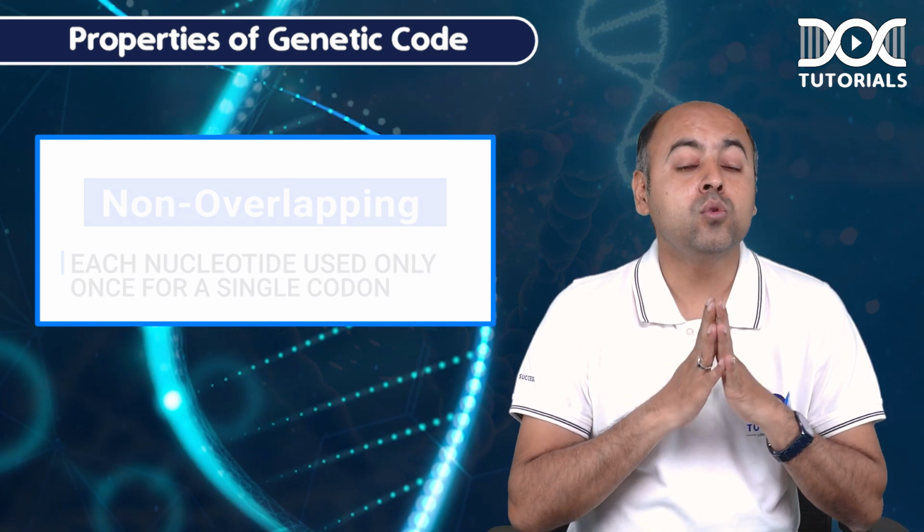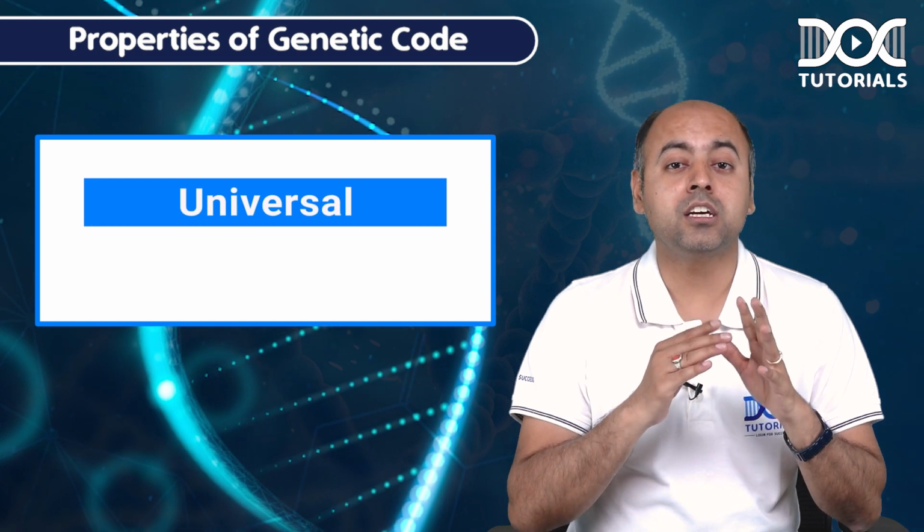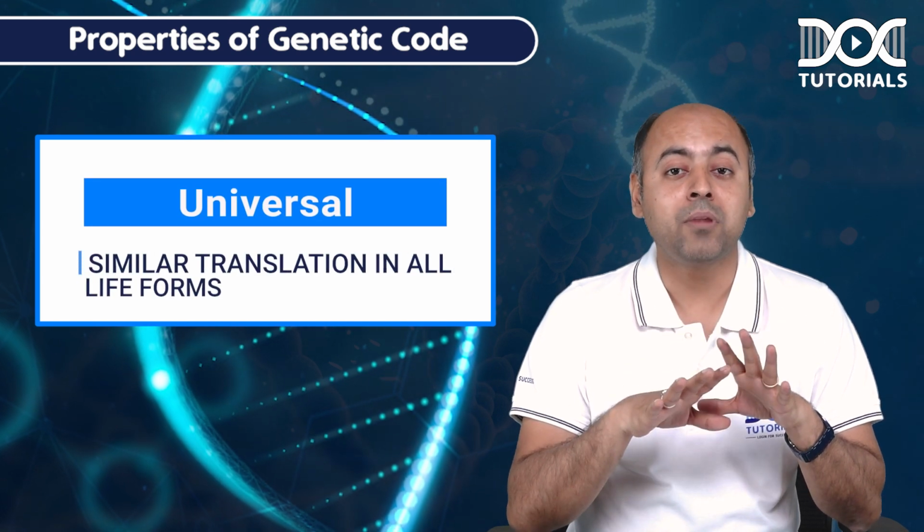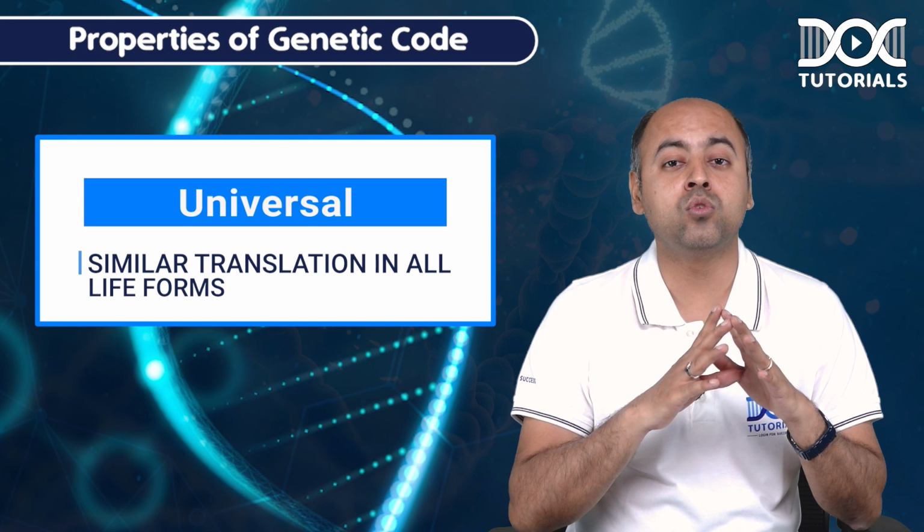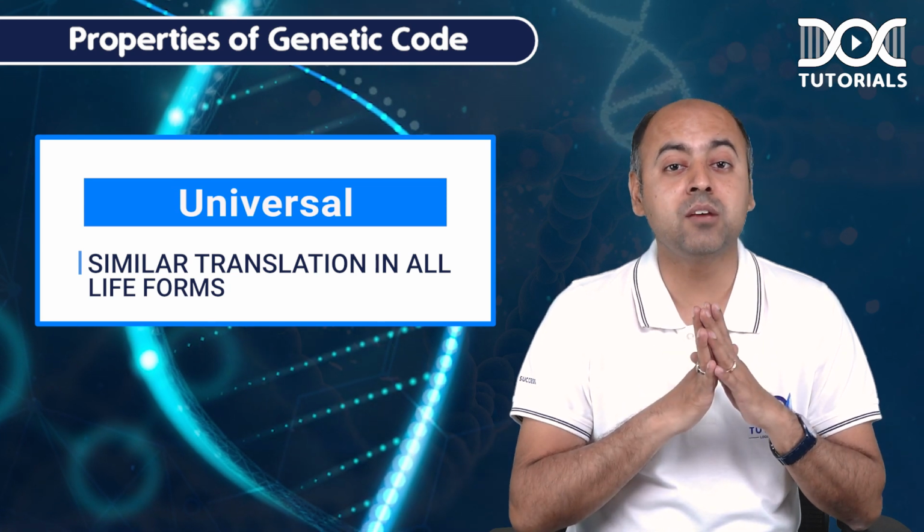Lastly, the genetic code is universal, meaning in all life forms on planet Earth, the translation of the codon will give you the same amino acid.